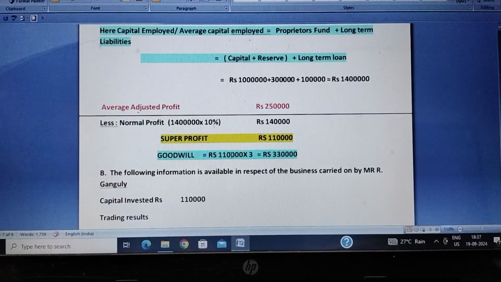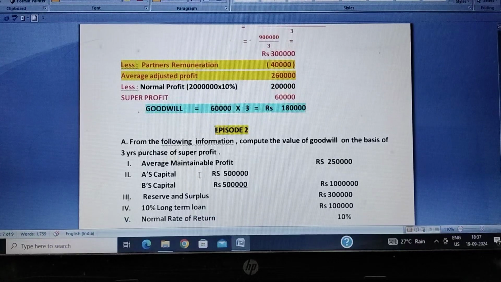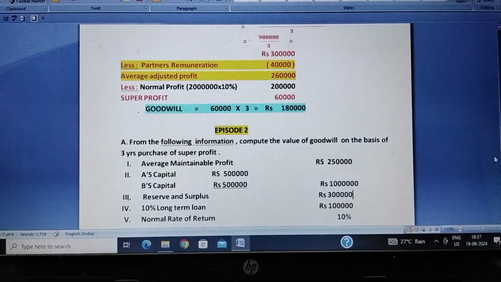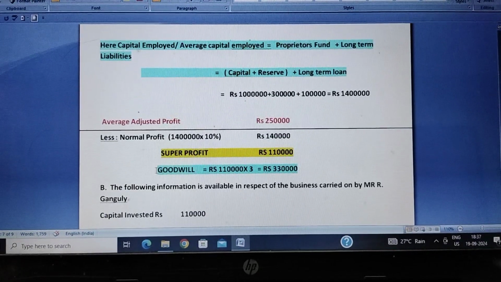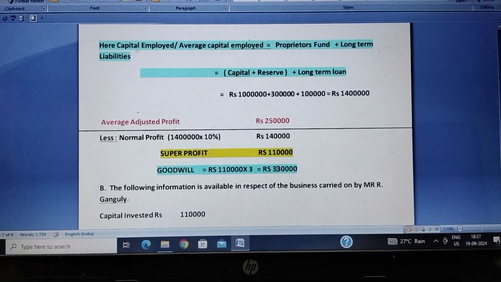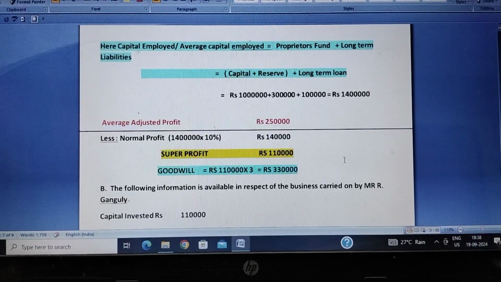Now goodwill is equal to super profit into agreed number of years purchase. We have just calculated super profit as 1,10,000, and the agreed number of years purchase should be given in the question. Calculate the value of goodwill on the basis of 3 years purchase of super profit. So if you multiply the super profit by 3, we'll get goodwill as 3 lakh 30,000. I do hope you have understood this.